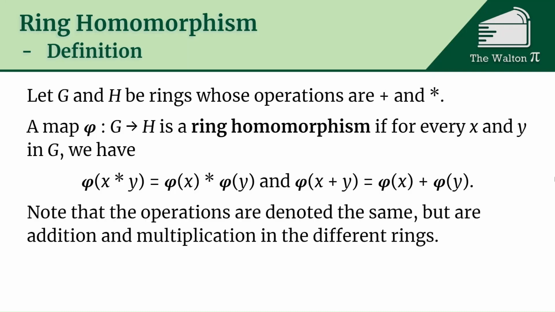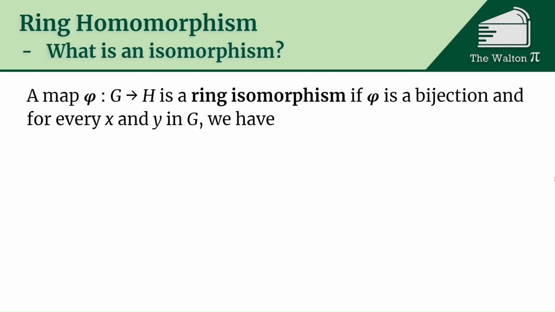Note that the operations are denoted the same, but they are addition and multiplication in the different rings. So for example, in our phi of x times y, that multiplication is multiplication in G. But then phi of x times phi of y, that is multiplication in H. The multiplications and additions might be defined differently in different rings, so you do have to check both of those to see does this actually work.